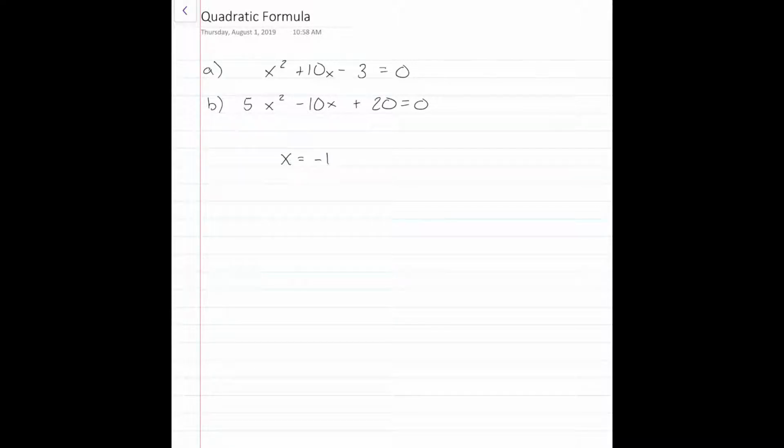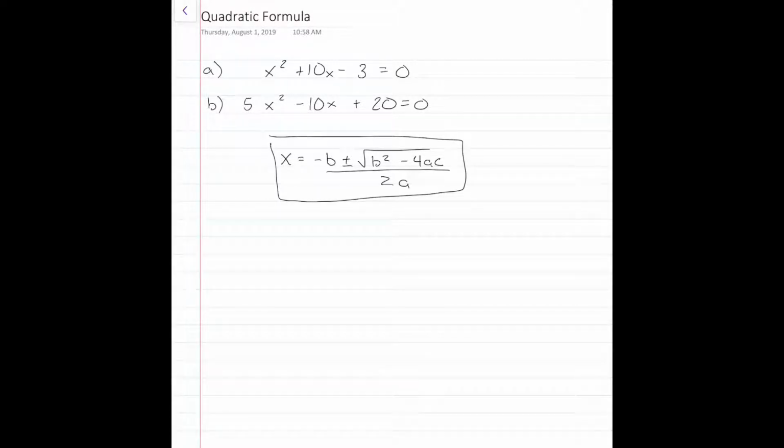Starting with the quadratic formula, this is what the quadratic formula looks like. So it's x equals negative b plus or minus square root b squared minus 4ac all over 2a. Some teachers put it to a jingle and you're able to kind of remember it, whatever works for you.